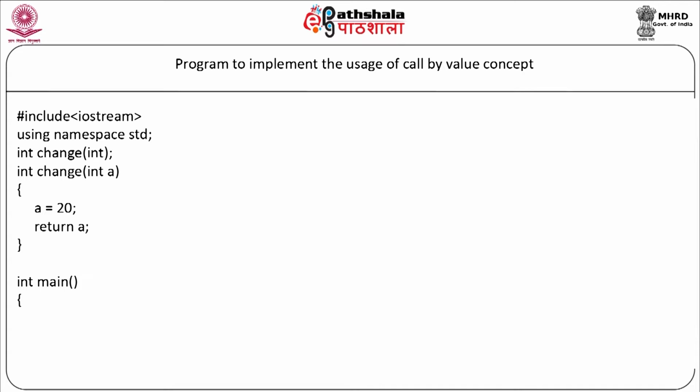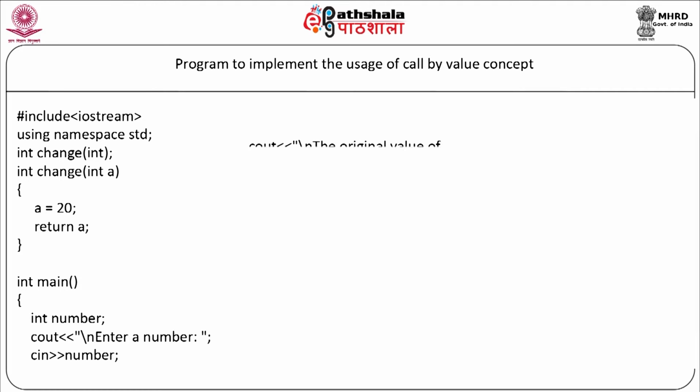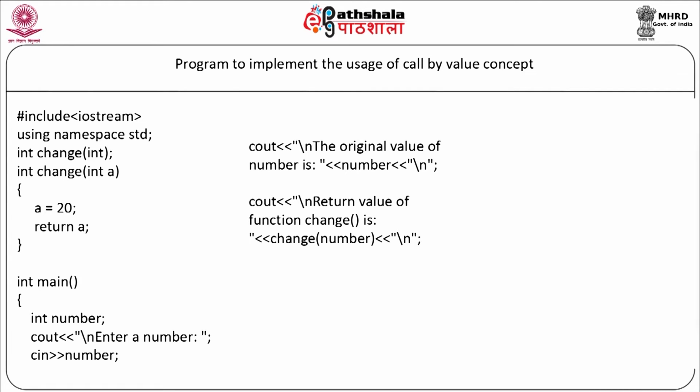int main, we will start with the main code. int number; cout, the message will be given to the user as enter number. We will take the input from the user as cin number. Cout, the original value of the number is number, so it will display the number value on the screen. Cout, the return value of a function change is change(number).